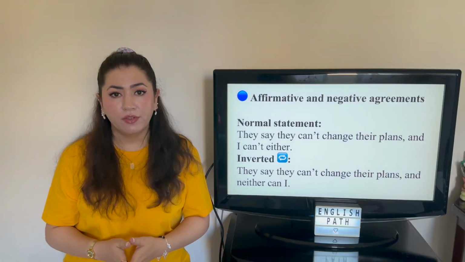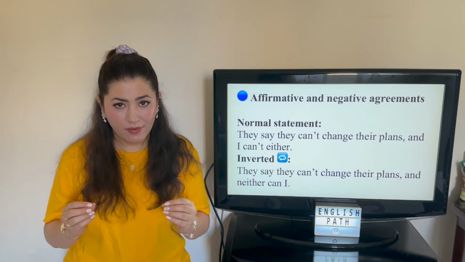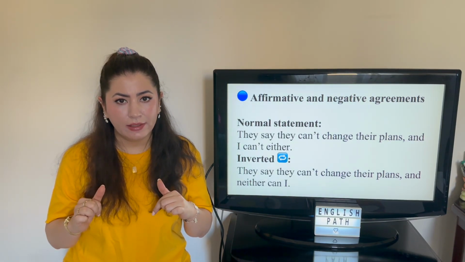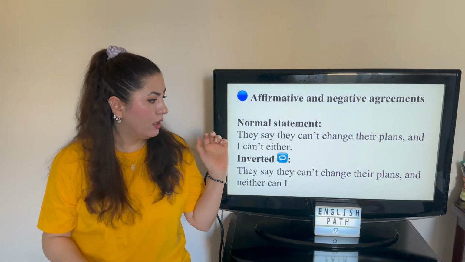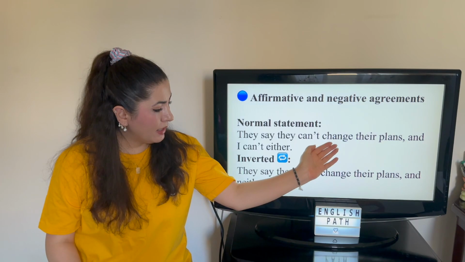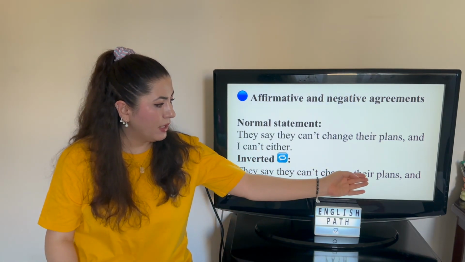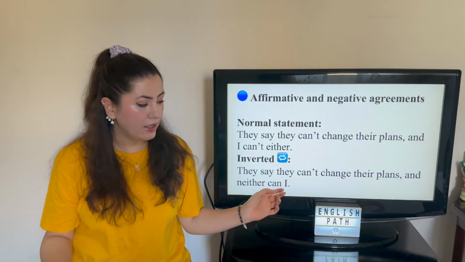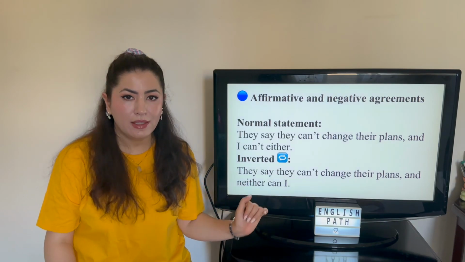Inversion is also used in affirmative or negative agreements. I have a lesson on that and I will link it in the description along with all the other videos I mentioned before. So the normal statement is, they say they can't change their plans and I can't either. They say they can't change their plans and neither can I. Because of "neither," I inverted the verb and the subject.